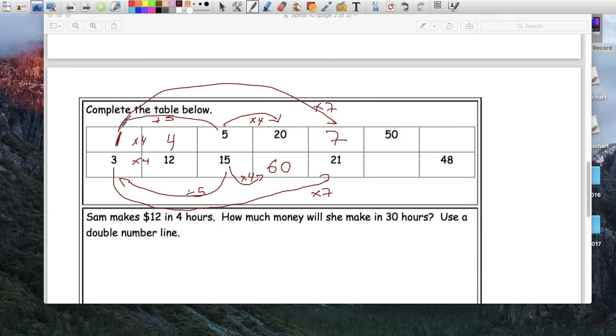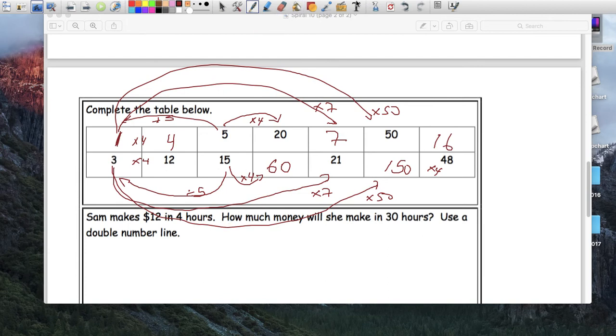50. How does a 1 become a 50? 1 times 50 is 50, so times 50. So we're going to multiply the 3 times 50, and that gives us 150. What can we use for 48? We can use 12. We can use 3. Let's use 12. How does a 12 become 48? Times 4. So what's on top of the 4? 4 times 4 would give us 16.